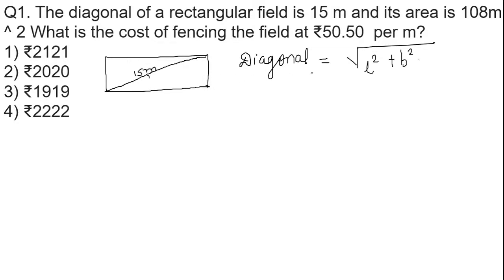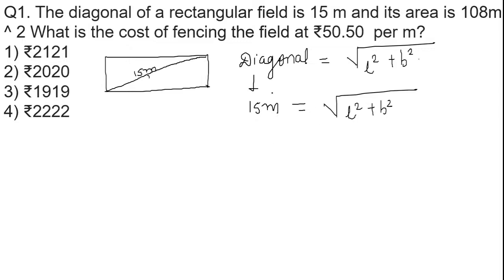Okay, so diagonal is equal to, what is Pythagoras theorem? We know Pythagoras theorem, right? So here diagonal is equal to under root of L square plus B square. So we know the dimension for diagonal, that is equal to 15 meter. This is equal to under root of L square plus B square.